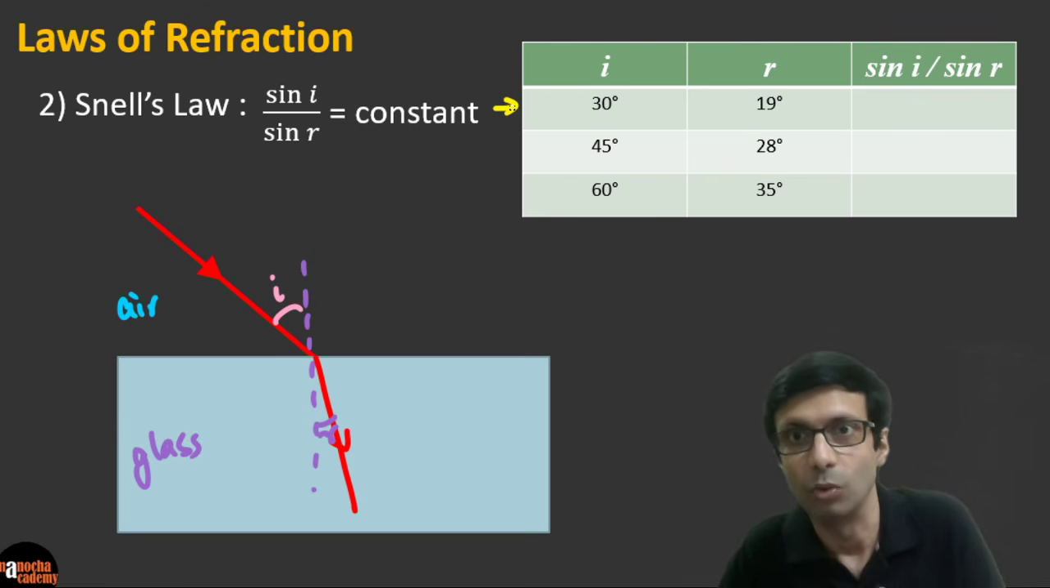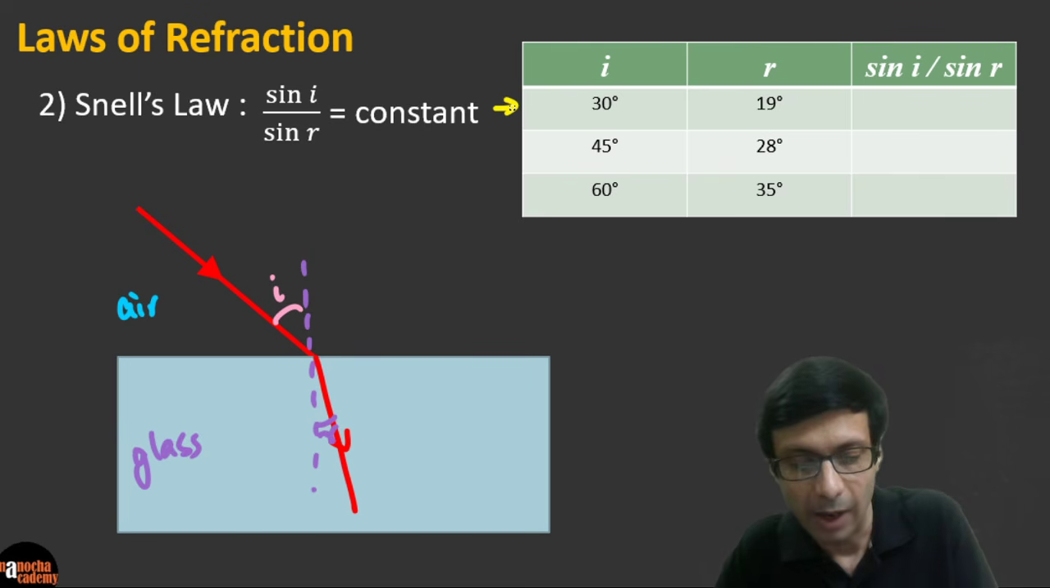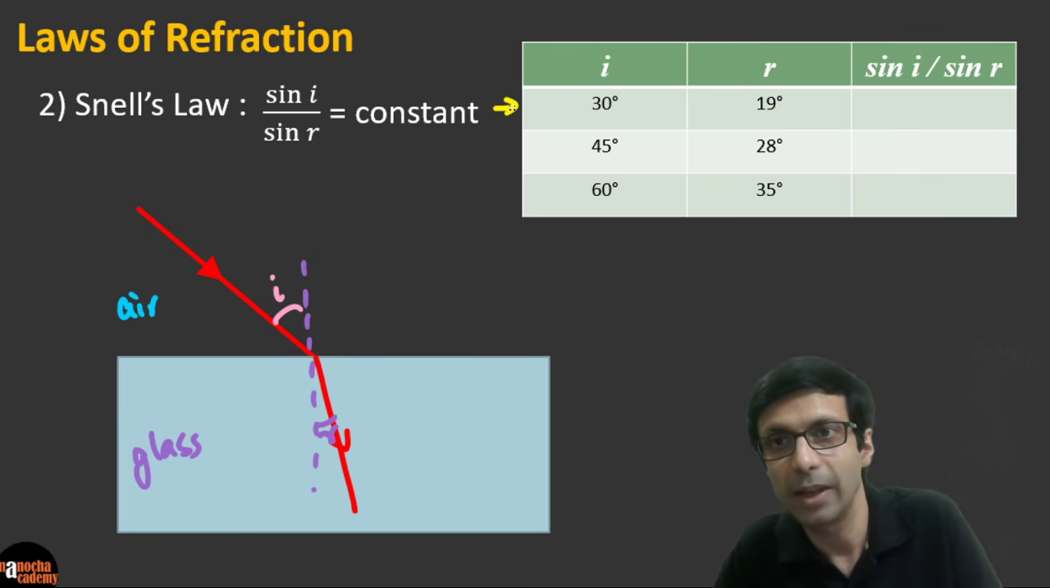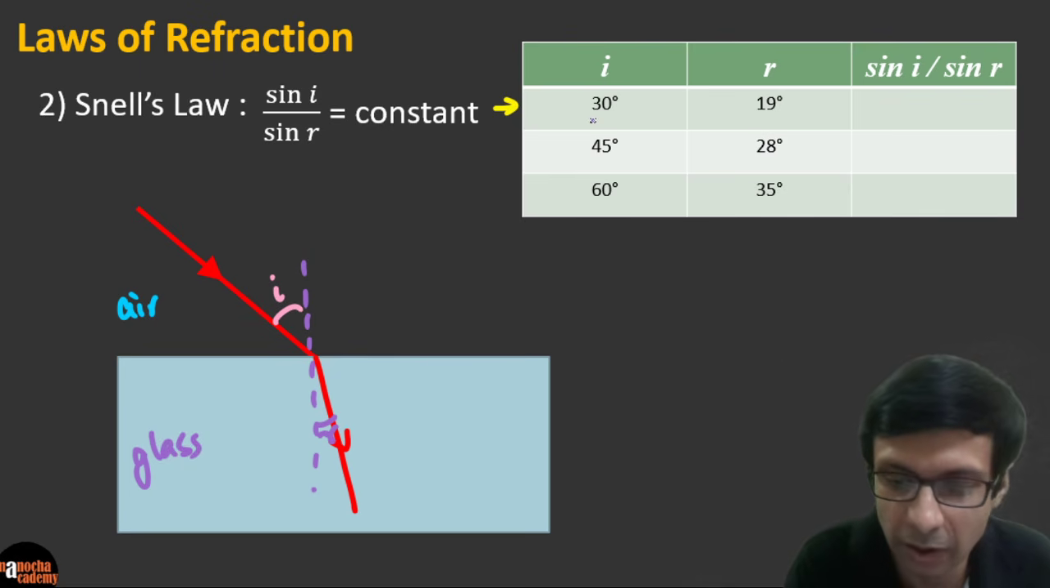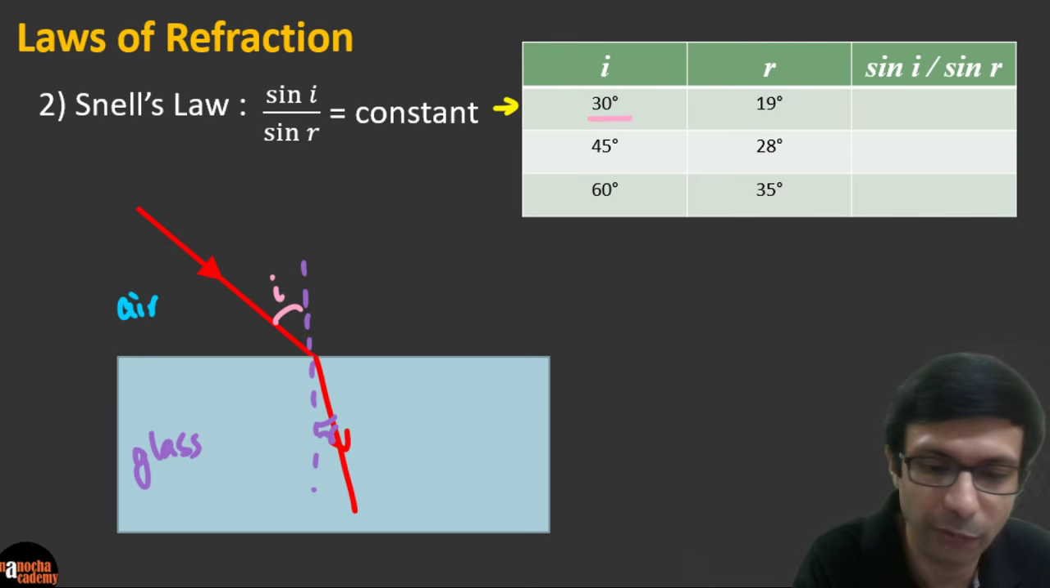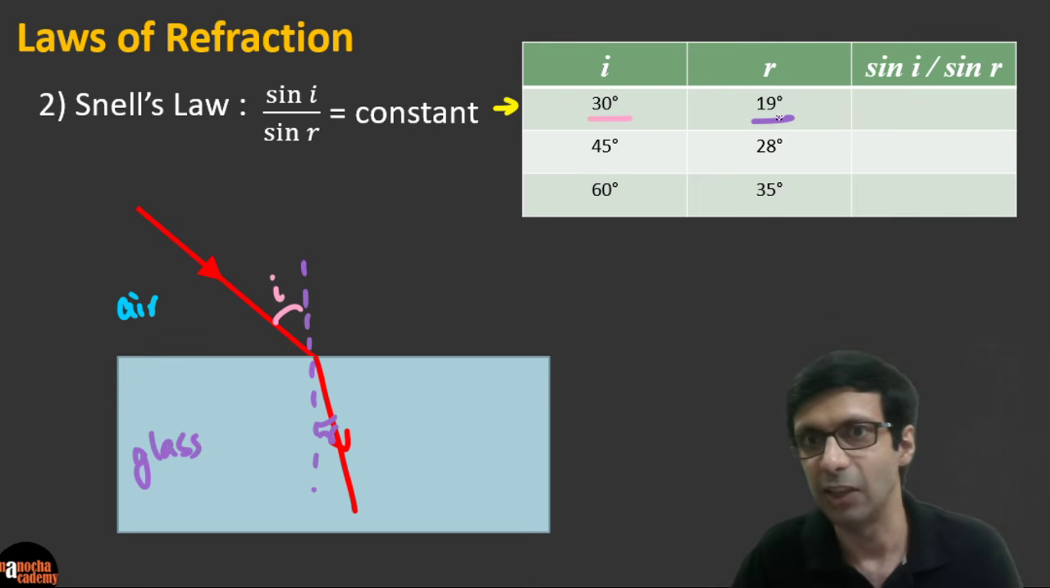And then you measure, so you can measure that angle with the protractor. And when you do the experiment and check the refracted ray that comes out, the angle of refraction, as you can see in this table, the angle of incidence is given as 30 degrees and the angle of refraction is given as 19 degrees.